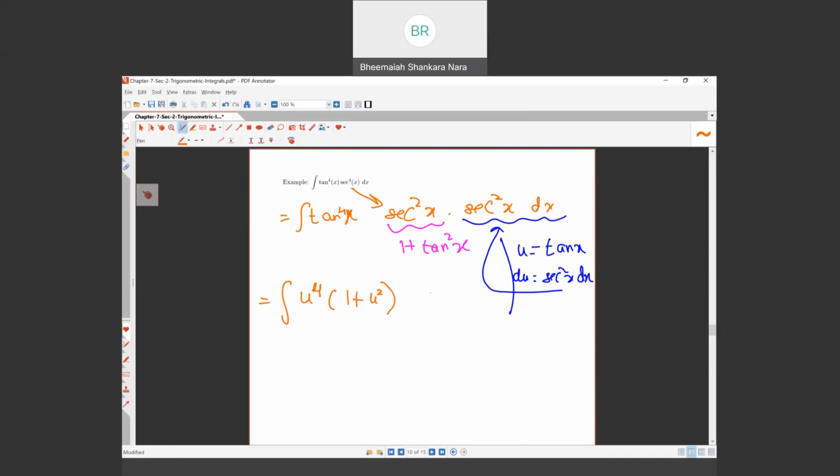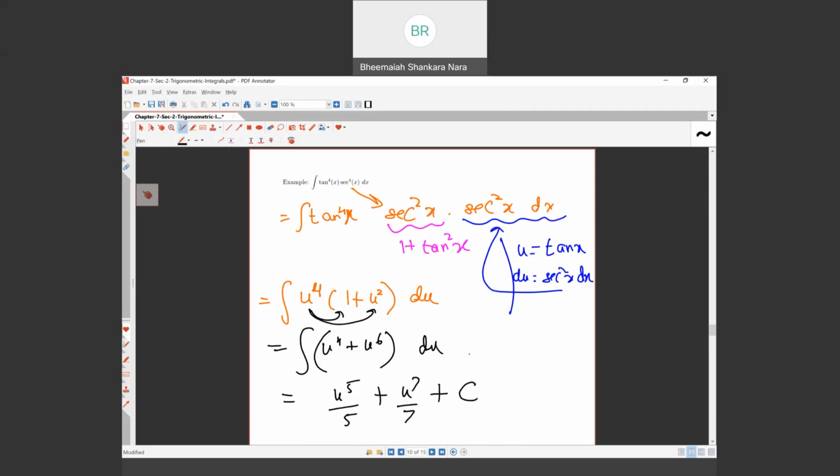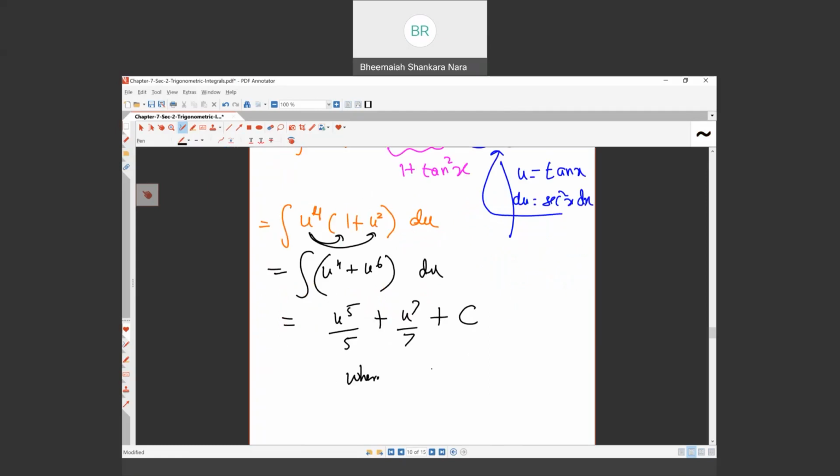How messy was the given integral, but when you use the right substitution, it looks way simpler. Multiply this u to the 4 to both the terms: u to the 4 plus u to the 6, and then you have a du. Then you have u to the 5 divided by 5 plus u to the 7 divided by 7 plus c. Finally, you want to write where u was your plug-in, tangent x. If you don't write where u equals the plug-in, you have to plug it in and show the entire final answer in terms of tangent.